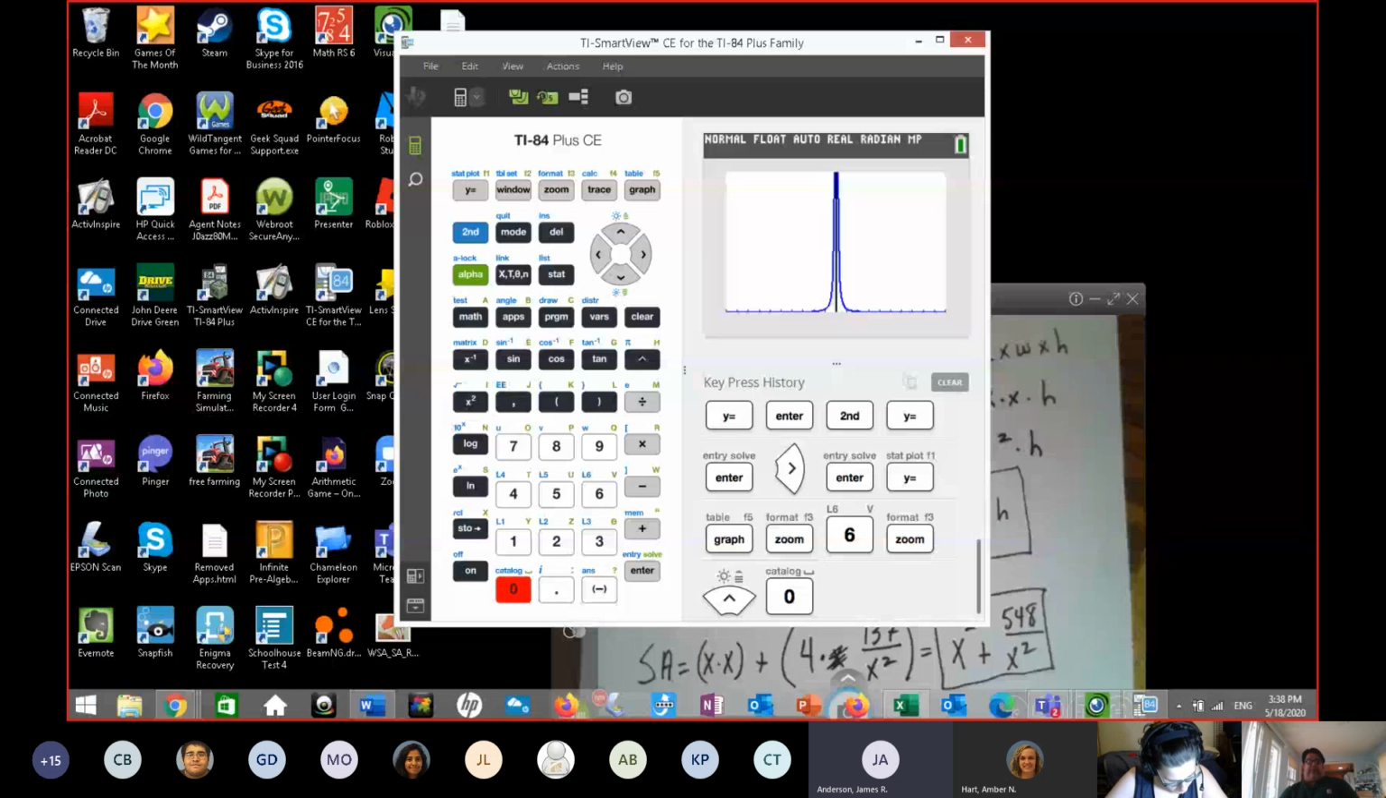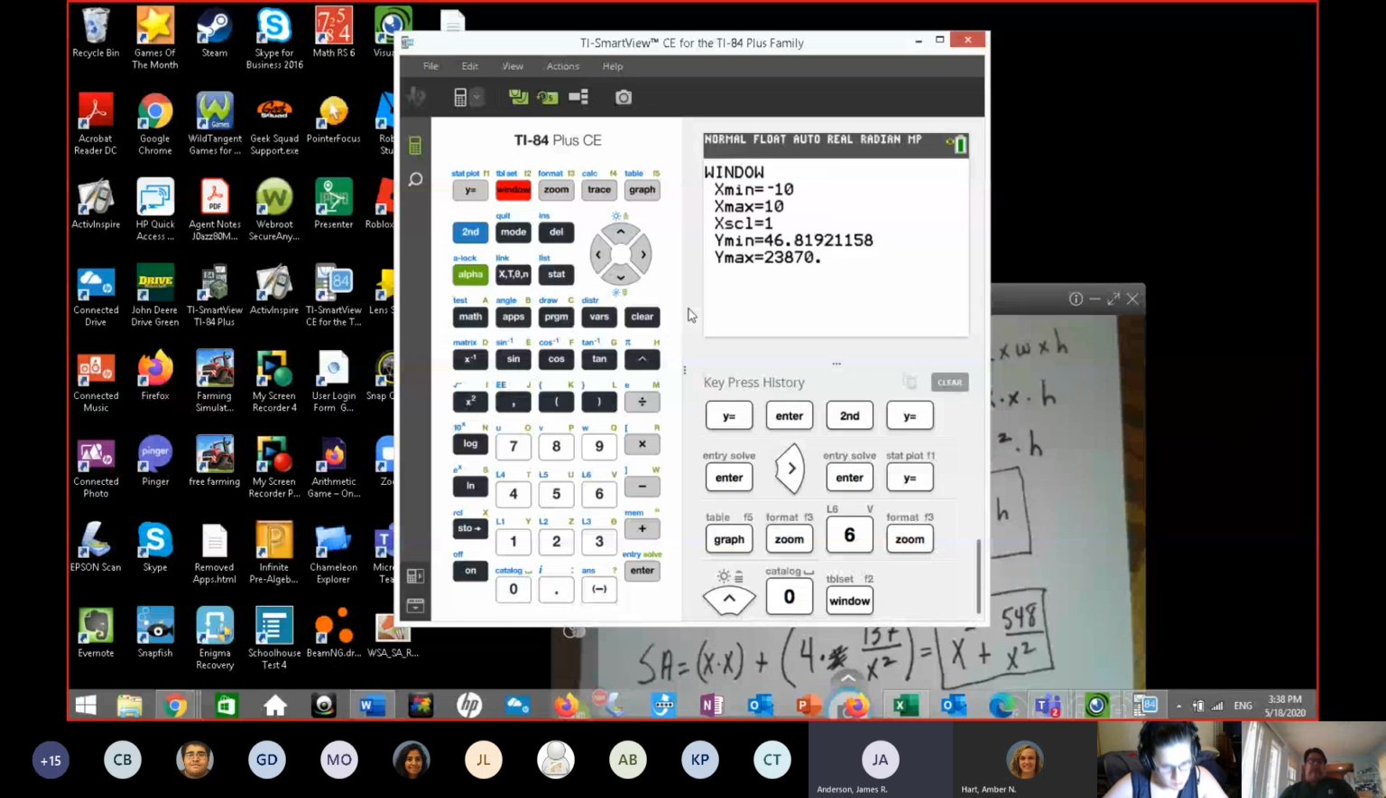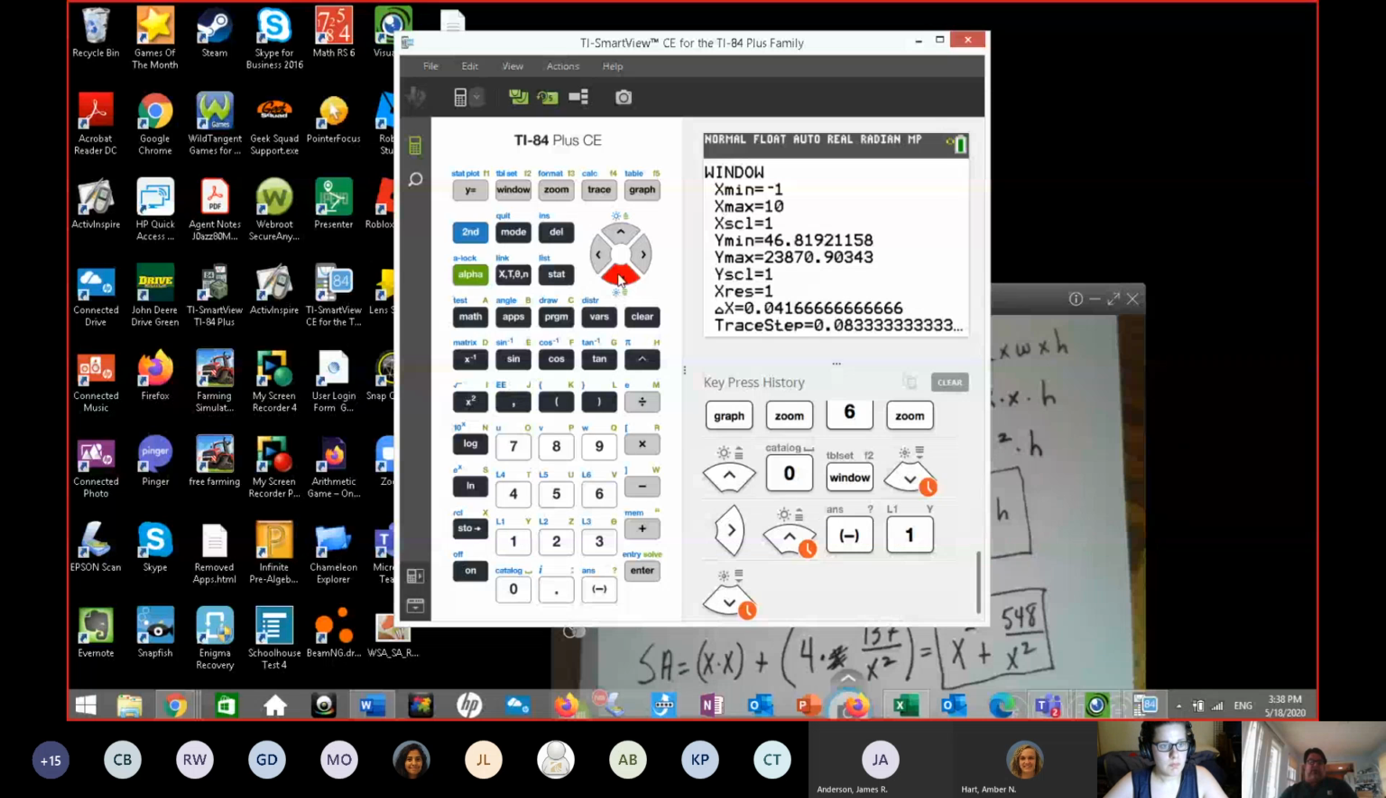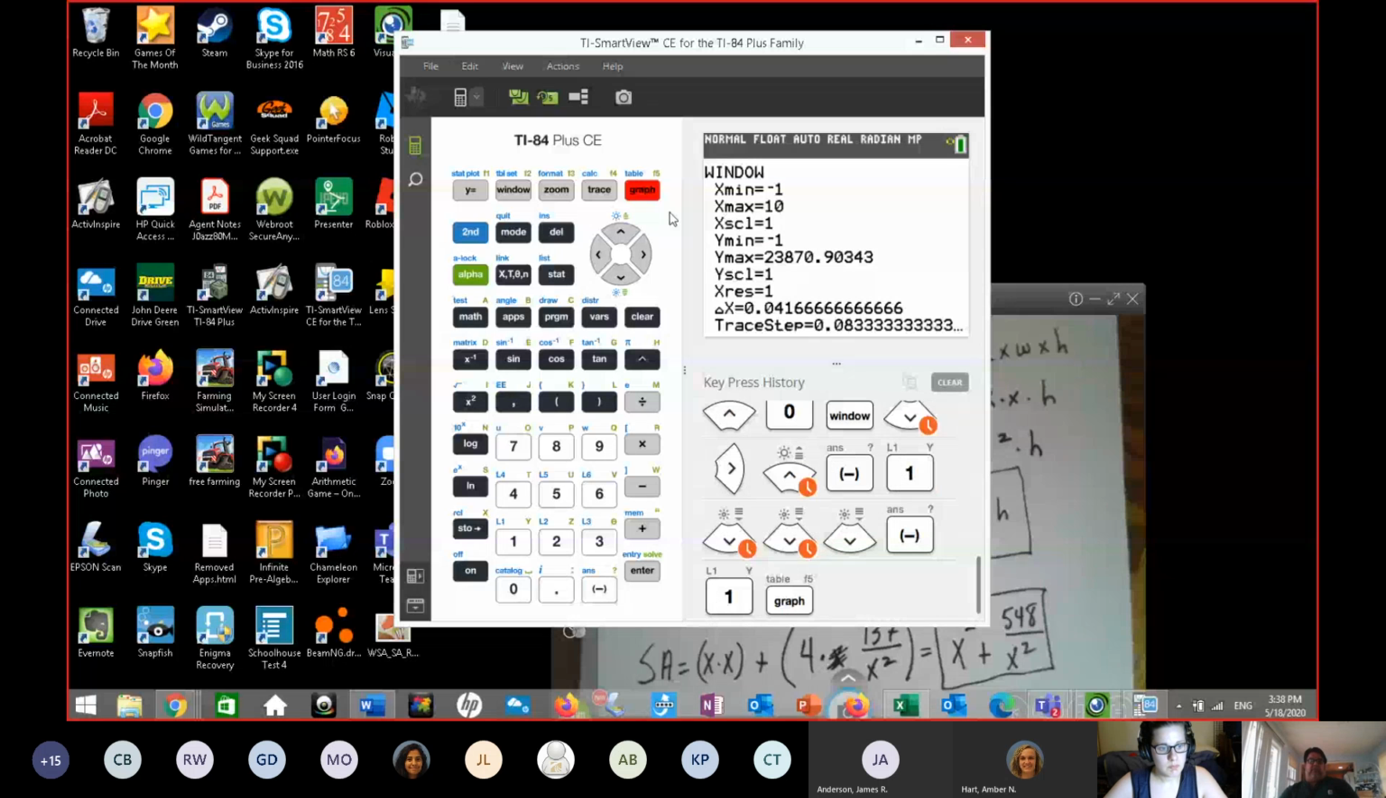The first quadrant. Okay, so I'm going to go to window and change it. The x min, I'm going to change to -1. And I hope it doesn't blow up because this calculator is running like 15 times slow. And the y min is -1. And now I'm going to hit graph. There. Now we're focusing on this side right here, so it should look something like that.